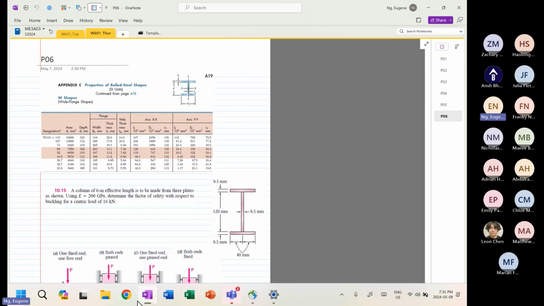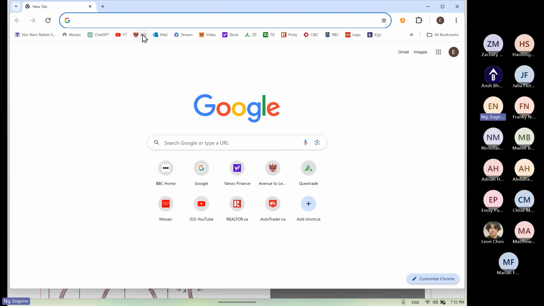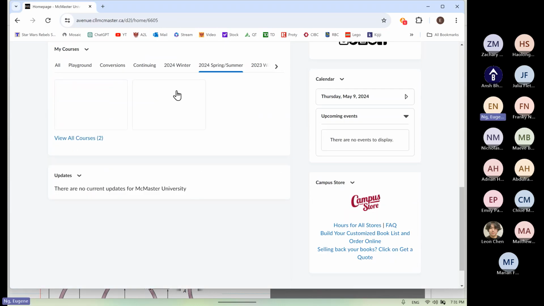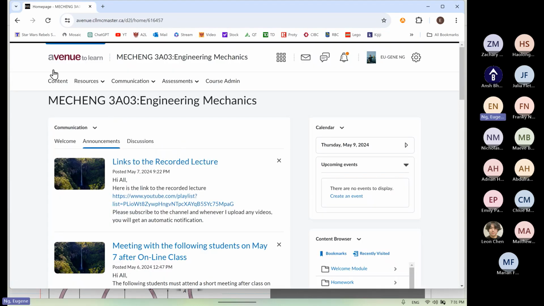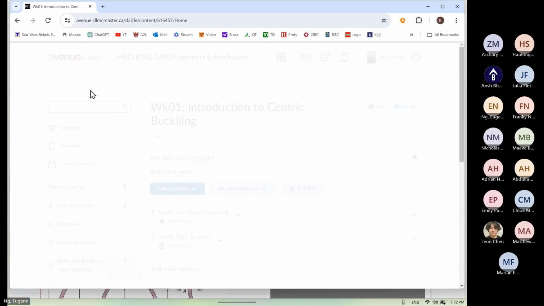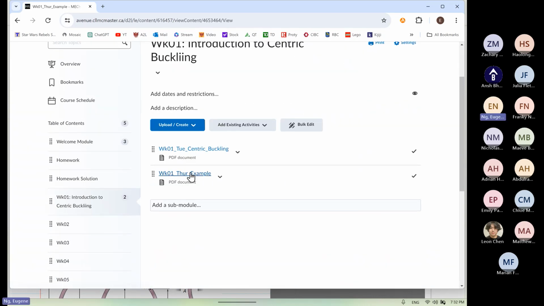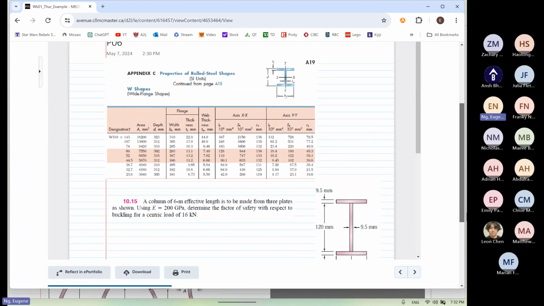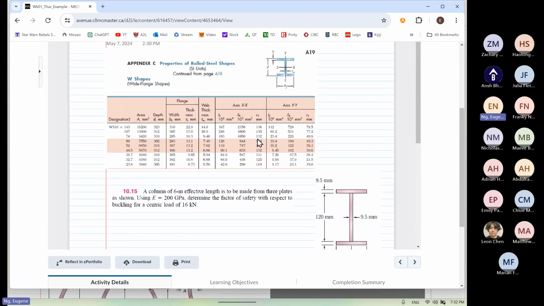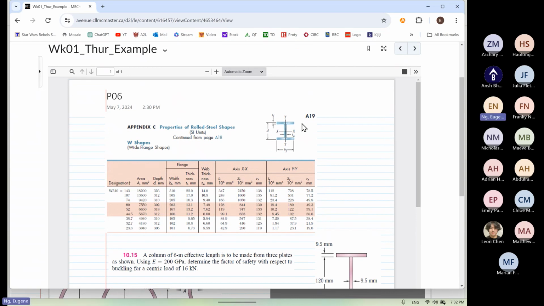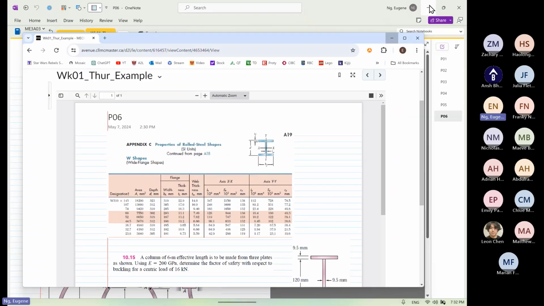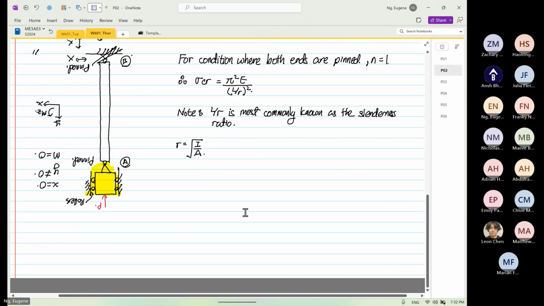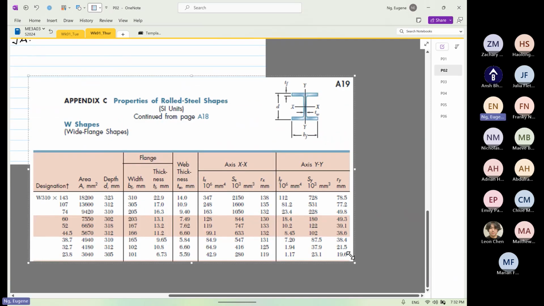So if you go to your weekly notes, let me show you, because we need this diagram. If you go to week number 1, you click week Thursday example, they're all here. I hope you all can download this, because we're going to use the images, so you won't be confused. Okay, so we're going to look at this table now.